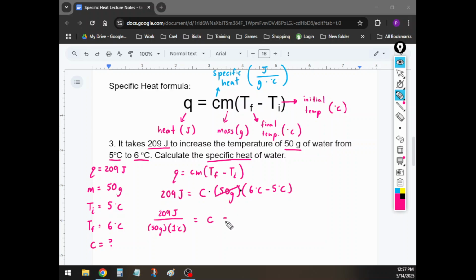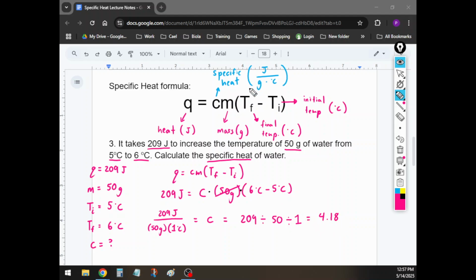Okay, so you plug this into your calculator. Remember, everything on top divided by what's on the bottom. So 209 is on top, divided by 50 on the bottom. There's also a 1 on the bottom, so you divide by 1 as well. And if you plug that into your calculator, that is what you're going to get. And you should get 4.18.